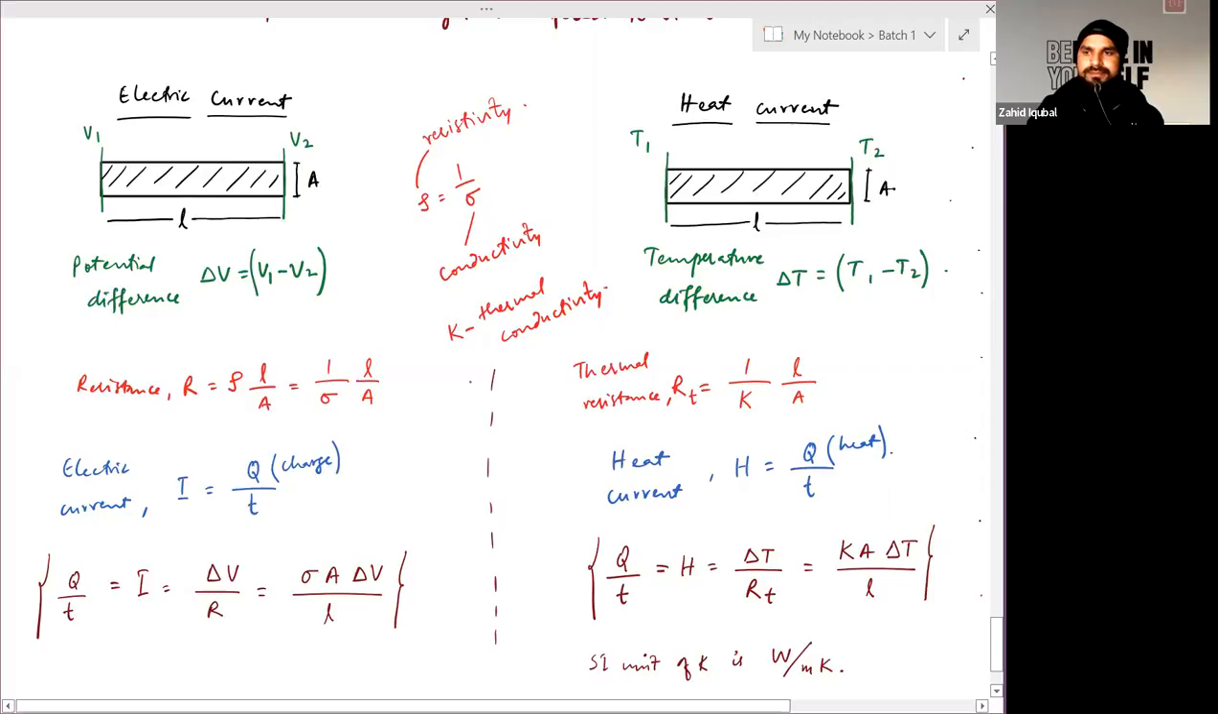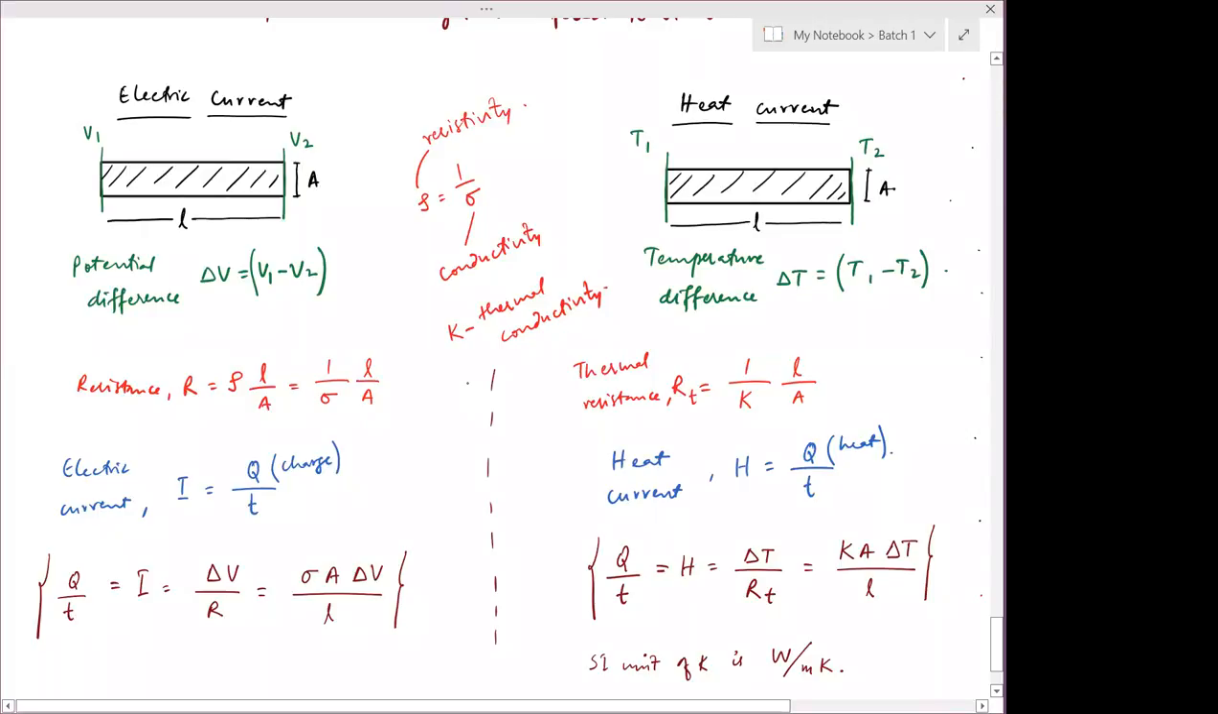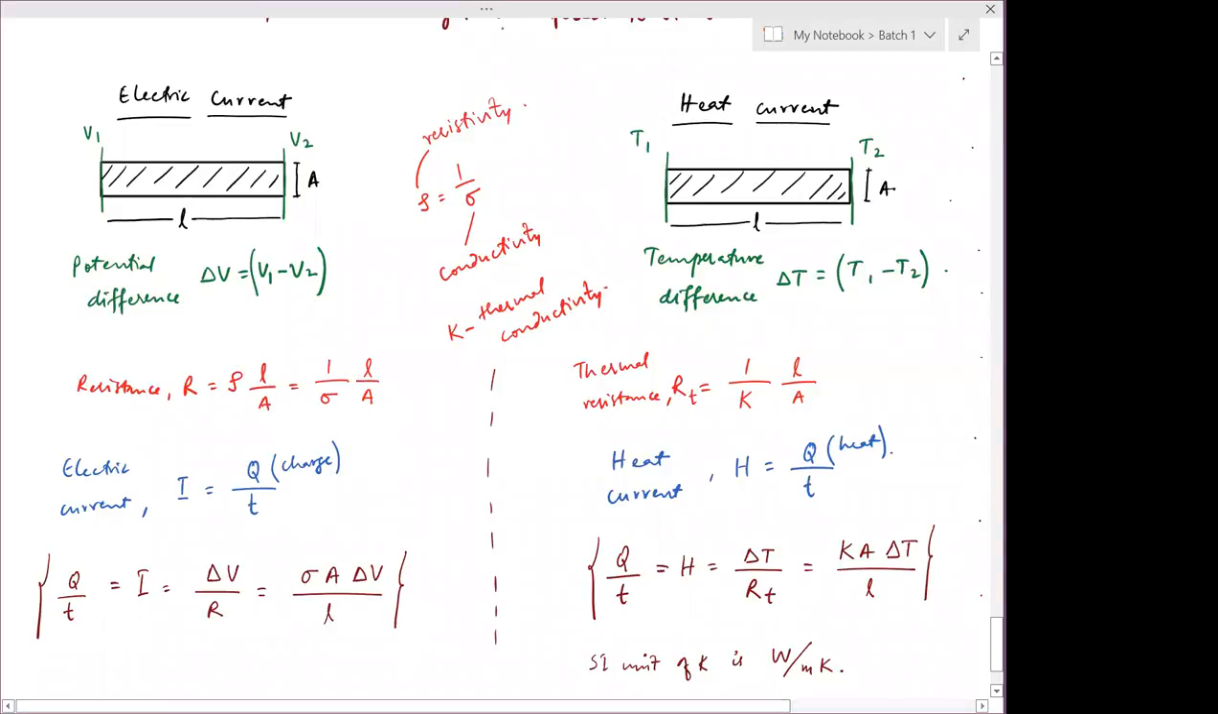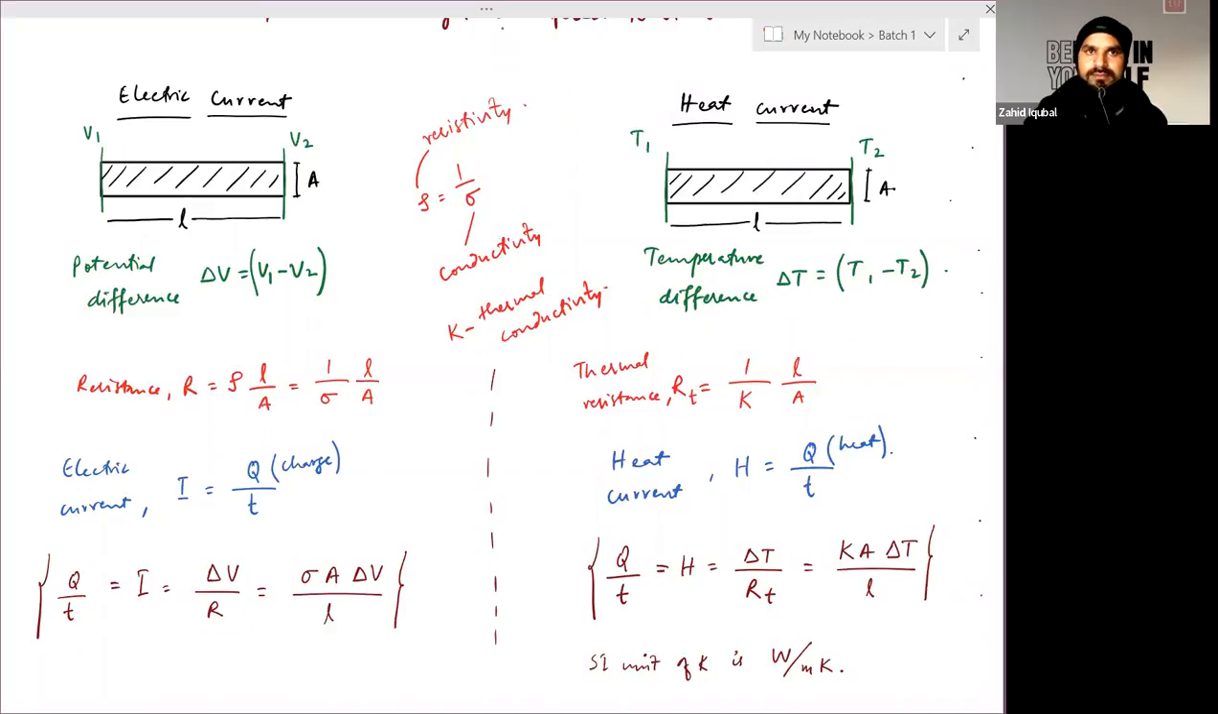You all are done? Yes, sir. Hamza, done? Yes, sir, done. Any doubt related to this part? No, sir. Okay, just revise up to this and try to do some problems related to this part. We'll stop here. In the next class, I will give you some problems related to this, and then combinations: what you have learned in class 10th, that is series combination and parallel combination of resistors. Similarly, we have to derive it for heat current, okay? Then we'll continue next class. That's it. Okay, take care. Allah Hafiz. Thank you, sir. Allah Hafiz.